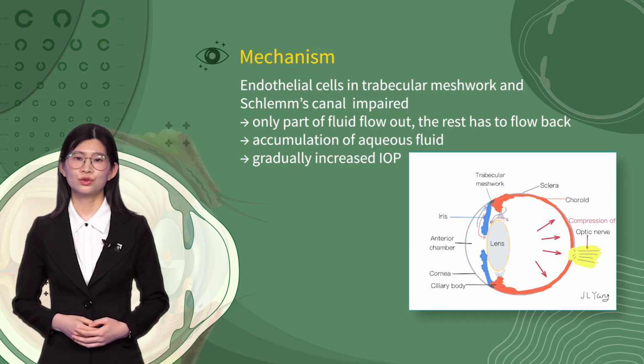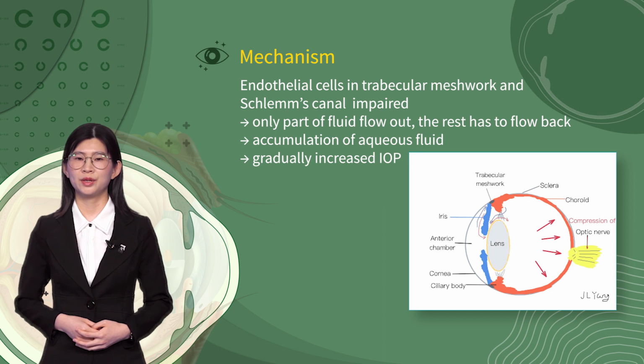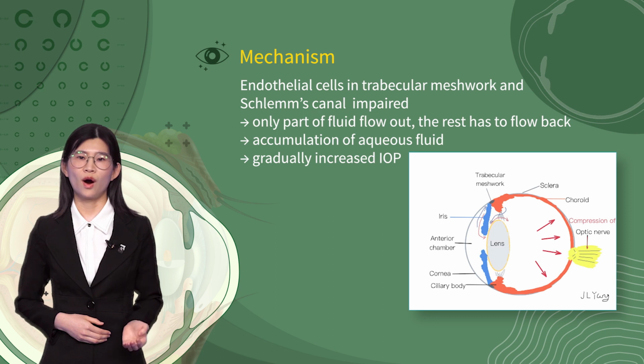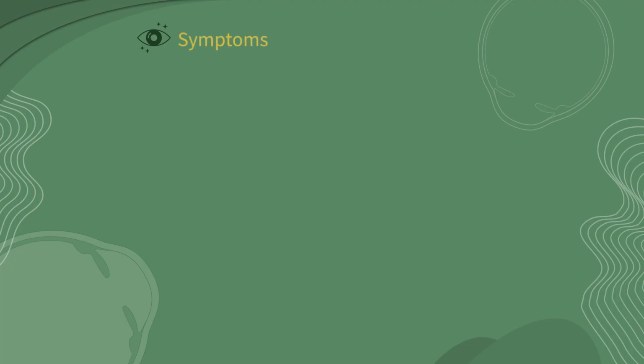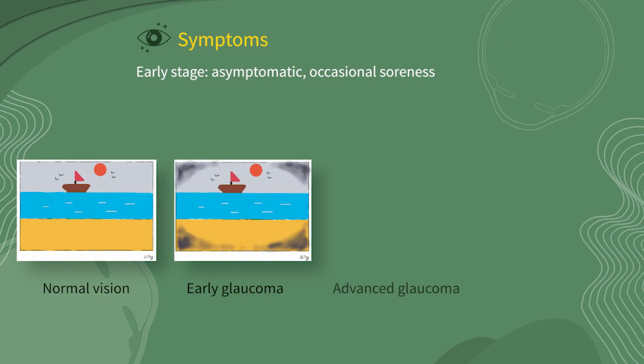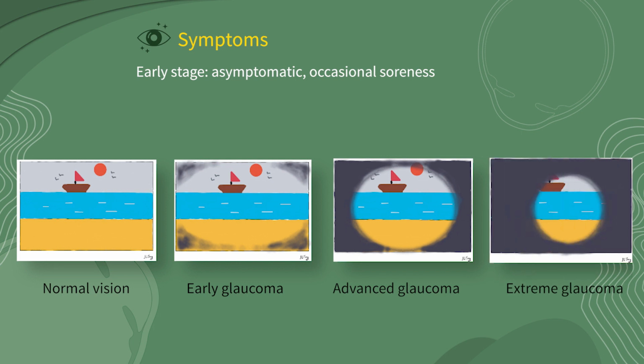Unlike acute angle-closure glaucoma's rapid increase in IOP in a short period of time, this process is slow and quiet. You can barely notice it. Patients with open-angle glaucoma usually have no symptoms at the early stage. Occasionally they may have a feeling of soreness. This picture shows us that with disease progression, the visual acuity gradually decreases and the visual field becomes narrow. In the late stage, the patient only has tunnel vision.